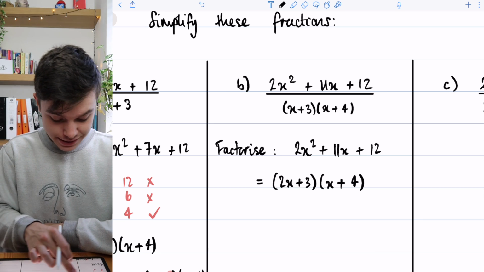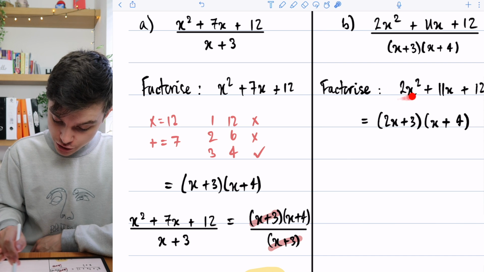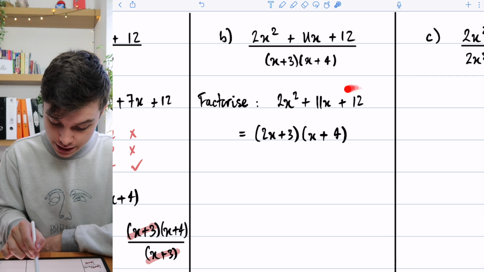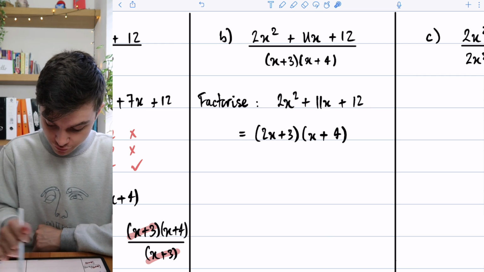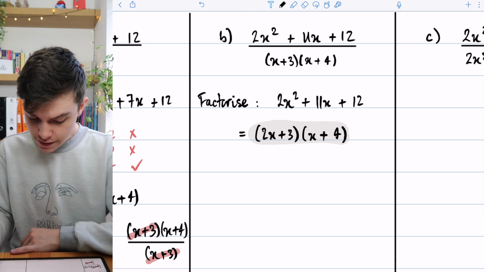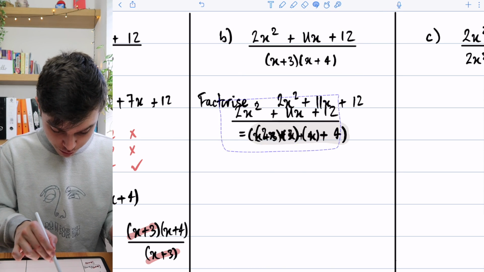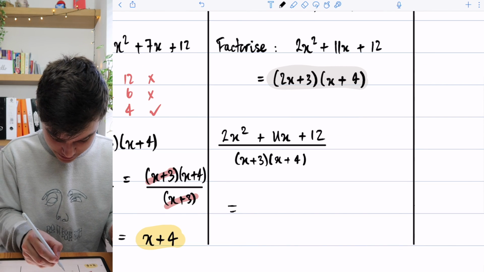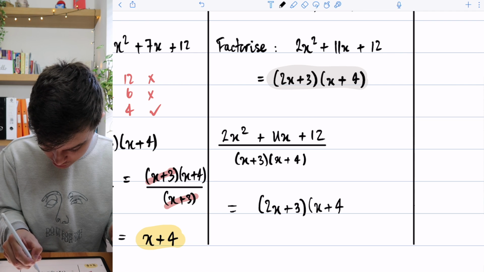Now we factorise in the exact same way we did over here, apart from we just multiply the 2 and the 12 together to give us the two numbers that we want to times, okay? So two numbers that times to give me 24 and add to give me 11. We've done that in a previous video, so hopefully by now you should be able to factorise to give me that, okay? So then let's put that back on to our fraction. If we bring this down here, we can now say our fraction is equal to this. It's equal to 2x plus 3 over x plus 4.